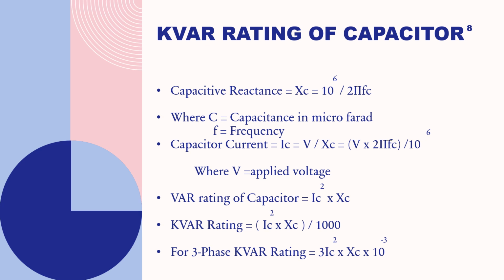kVAR rating of capacitor. Capacitive reactance Xc is equal to 10 raised to 6 by 2πfC, where C is the capacitance in microfarad and f is the frequency. Capacitor current IC is equal to V by XC, which is V into 2πfC divided by 10 raised to 6, where V is the applied voltage. VAR rating of capacitor is equal to IC square into XC. kVAR rating is equal to IC square into XC divided by 1000. For 3-phase kVAR rating, 3 IC square XC into 10 raised to minus 3.